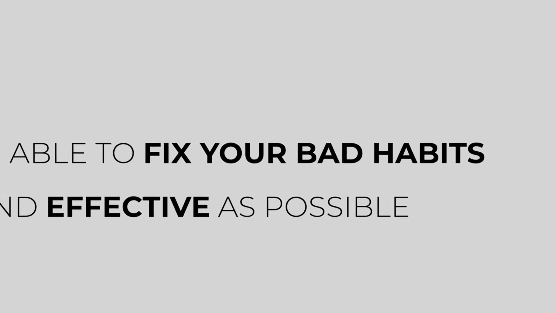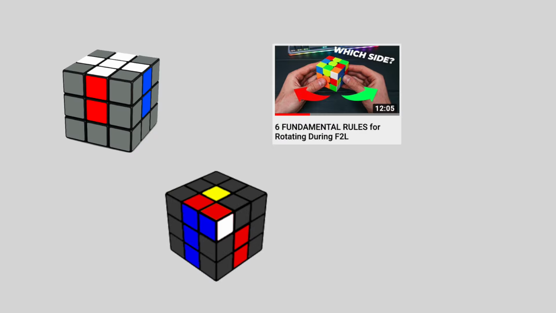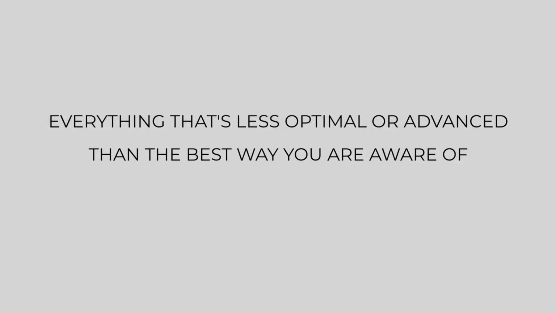First of all, what exactly are bad habits? We all create bad habits when we start cubing. You can't learn everything at once as a cuber. Instead, slowly you will learn better ways to solve certain things. It being solving your cross better, solving your F2L pairs in a better way, rotating less, better algorithms, you tell me. In that sense, everything that's less optimal or advanced than the best way you are aware of is a bad habit.